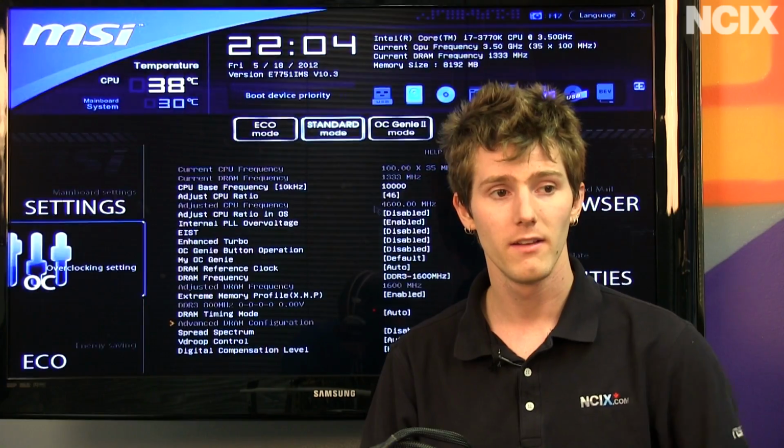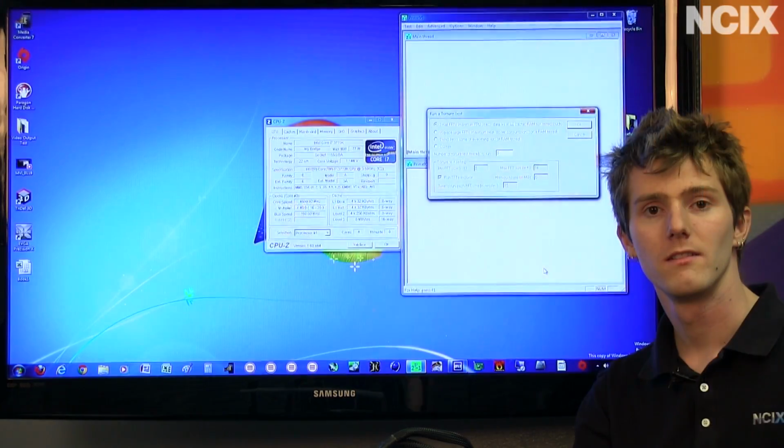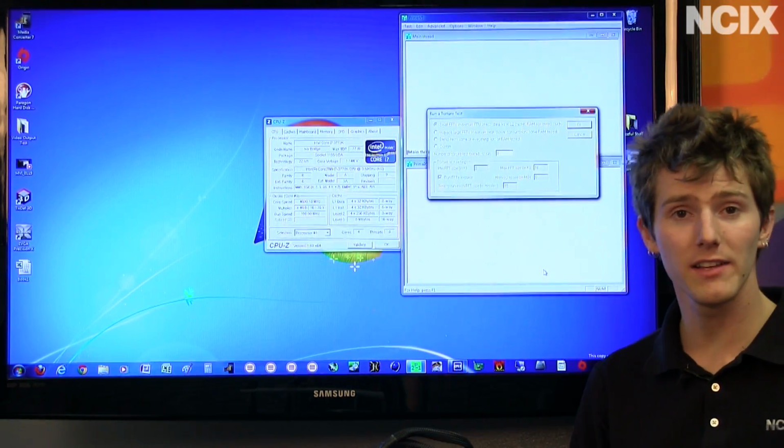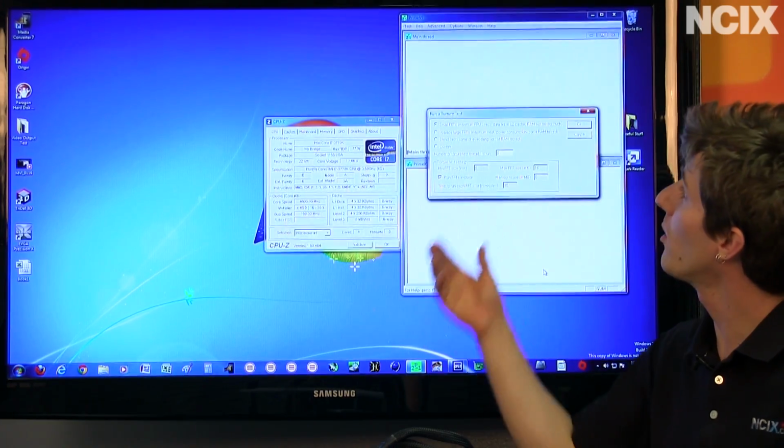So let's boot her up and get into Windows. Now let's have a look at how we validate the overclock once we reach the Windows environment. So I'm a little bit old school.